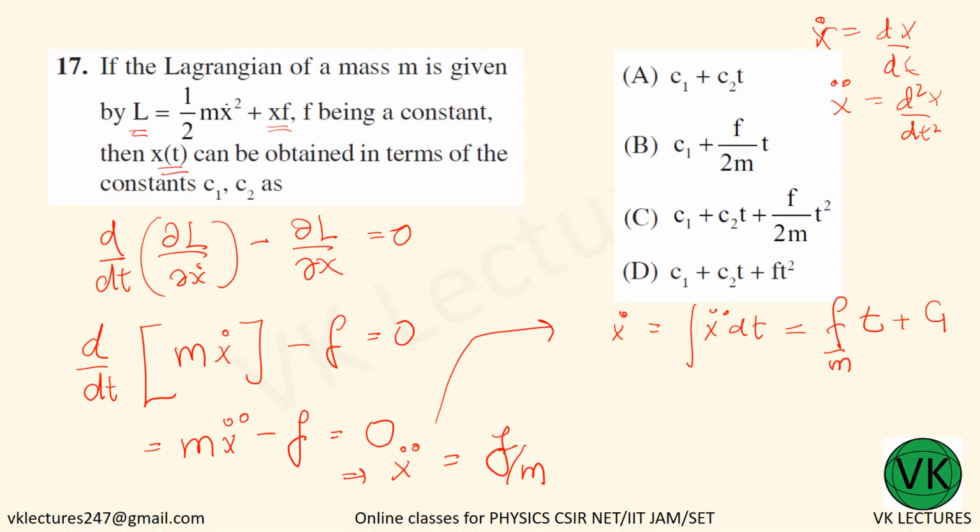Now we want x, so once again you have to integrate this. X equal to integral x dot dt. What is x dot? F by m t plus c1. So integral x dot will be f by m t square divided by 2 plus c1 t plus c2. So f by 2m into t square. So option C.